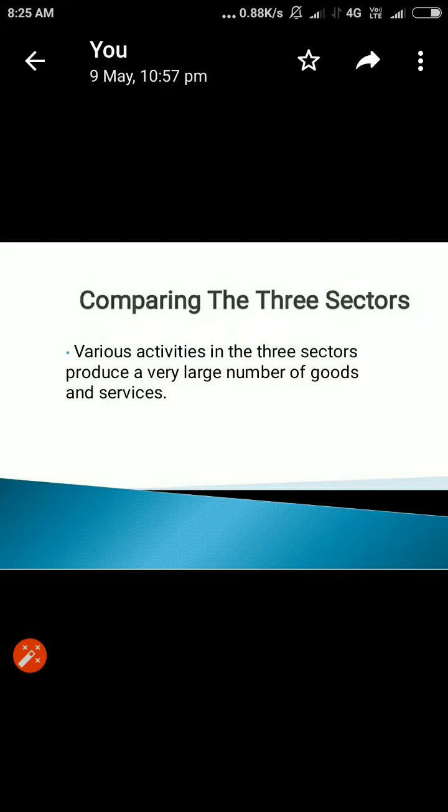Students, in the last topic, we had studied about the different sectors of the Indian economy. In today's topic, we will compare the three sectors, how we count the various goods and services, and know the total production in each sector. After that, we will see what type of historical changes we have in all three sectors.